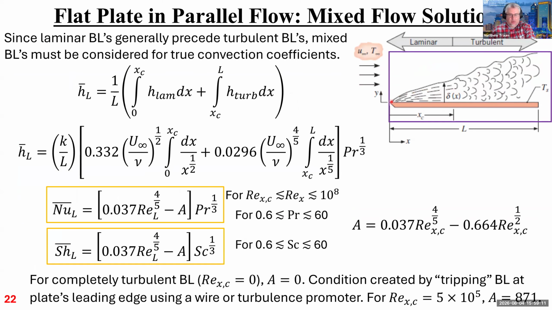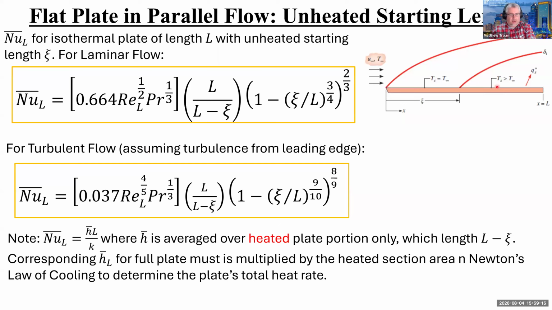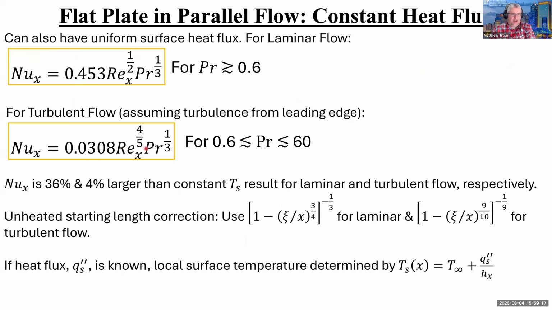This just says, whoop, I tripped the flow to turbulence here at the front of the plate, and I've got turbulent flow all the way through. That's this correlation. Here are the ranges for those, because these are based on the same ranges that we got for the constant temperature plate.